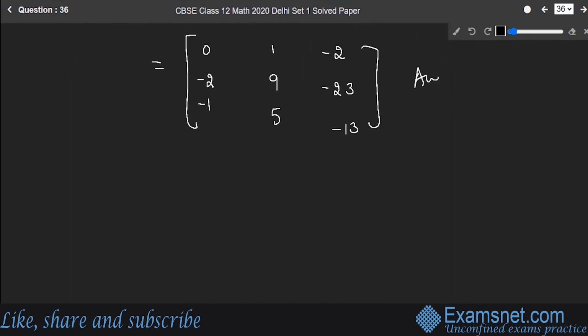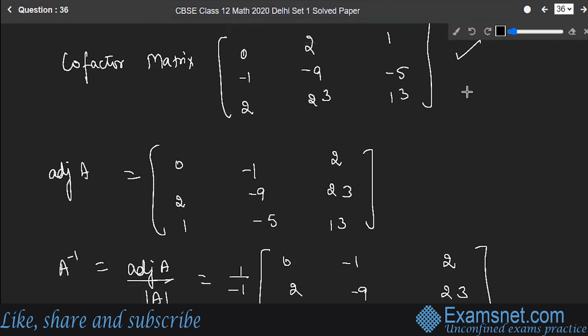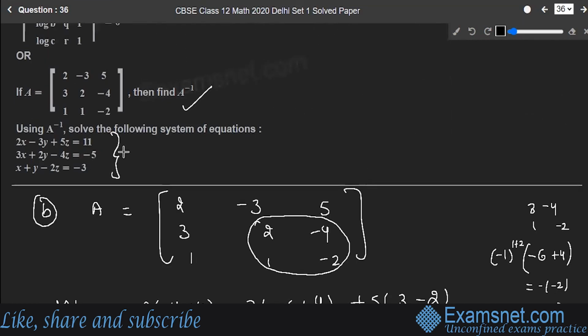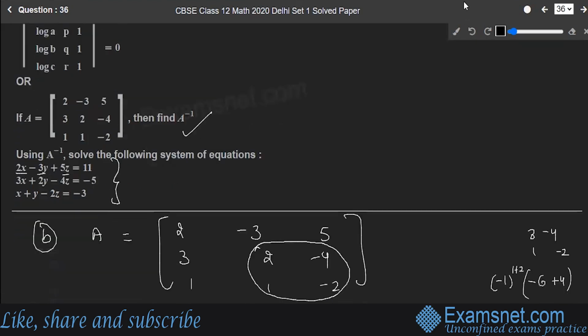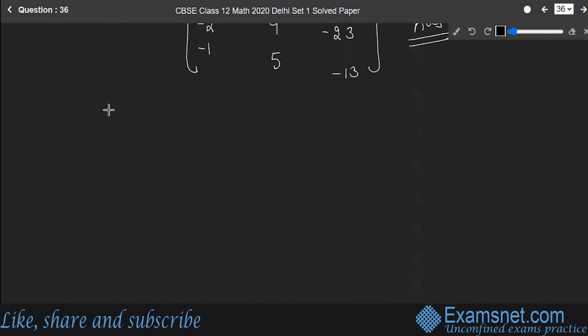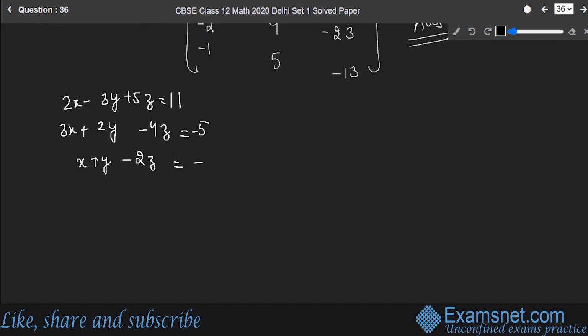So using A inverse, you have to solve these three equations. Let's go. See, it is actually 2x minus 3y. So this is already written in the matrix form. 3, 2, minus 4, this. 1, 1, minus 2, this third row. Okay. Right. So again, I'll be saying using the three equations. Let's write down 2x minus 3y plus 5z is equal to 11. 3x plus 2y minus 4z is equal to minus 5. x plus y minus 2z is equal to minus 3.